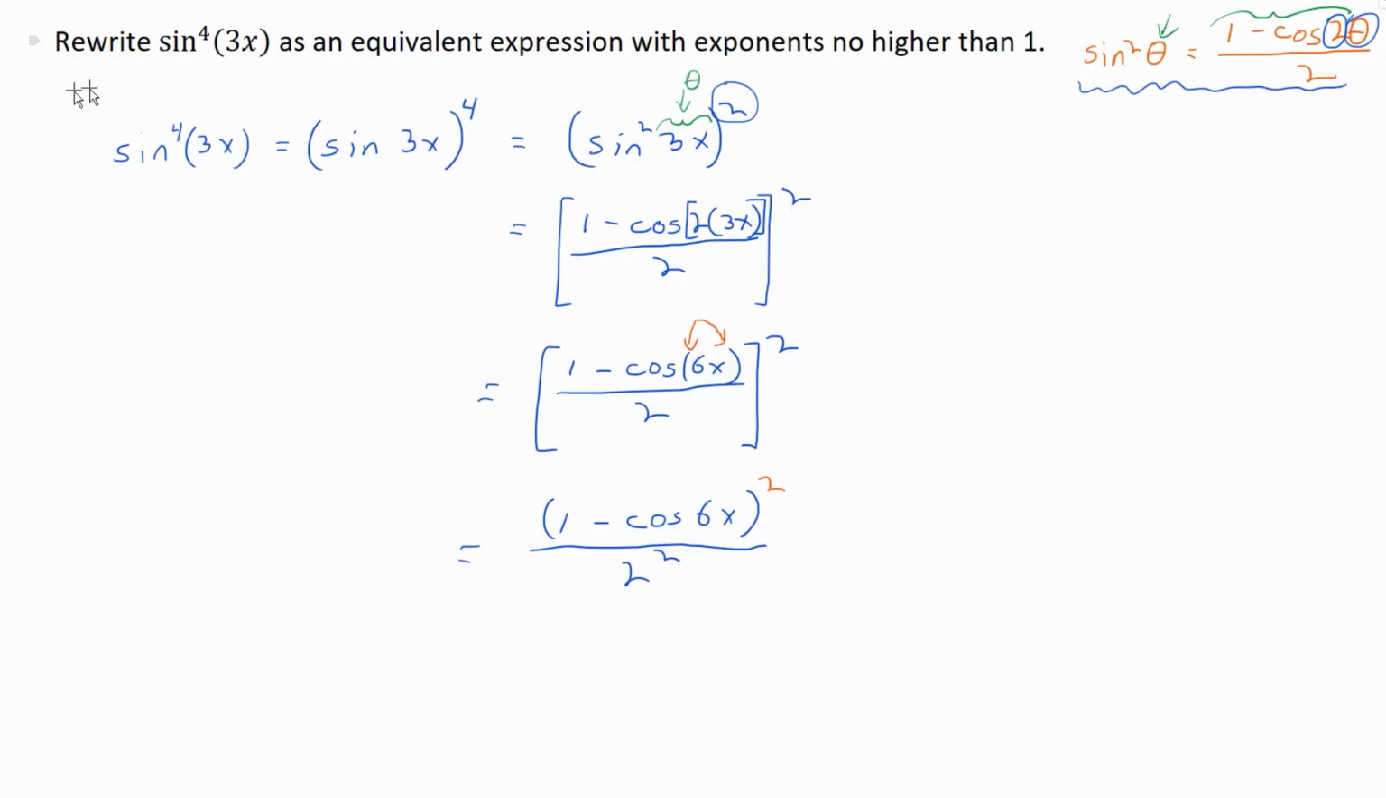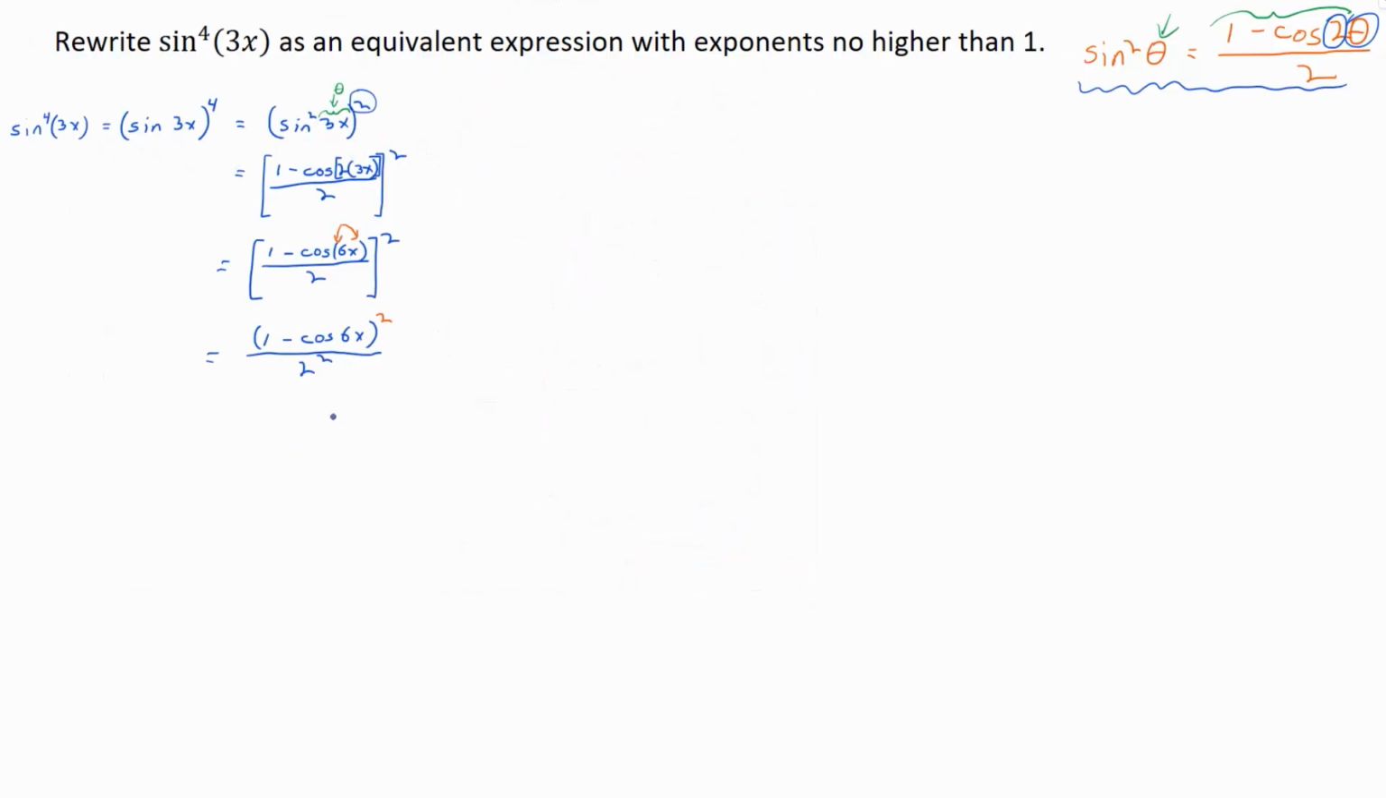And let me shrink this down a bit so I can try and fit everything mostly on one screen. Okay, so in the denominator, I get 4. 2 squared is 4. But dividing by 4 is the same thing as multiplying by 1/4. So I'm just going to pull a 1/4 out front. And then I'm going to go ahead and square 1 minus cosine of 6x. Square the old numerator.